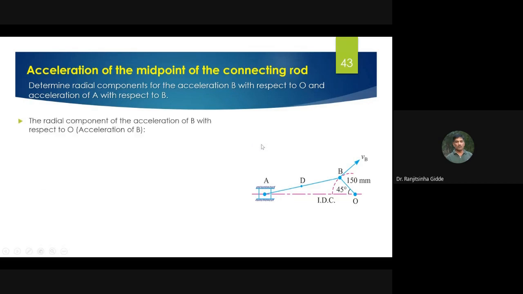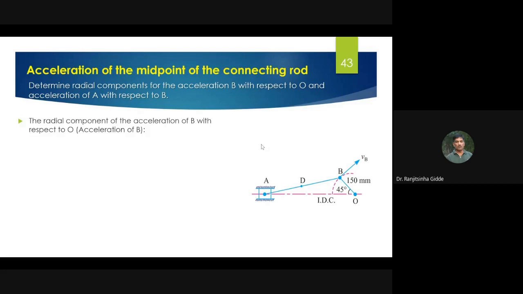Okay. Next line you can write. The radial component of the acceleration of B with respect to O. So I request all the students, they should take all the dictation. So next problem, dictation is not required. So we'll draw directly the diagrams.